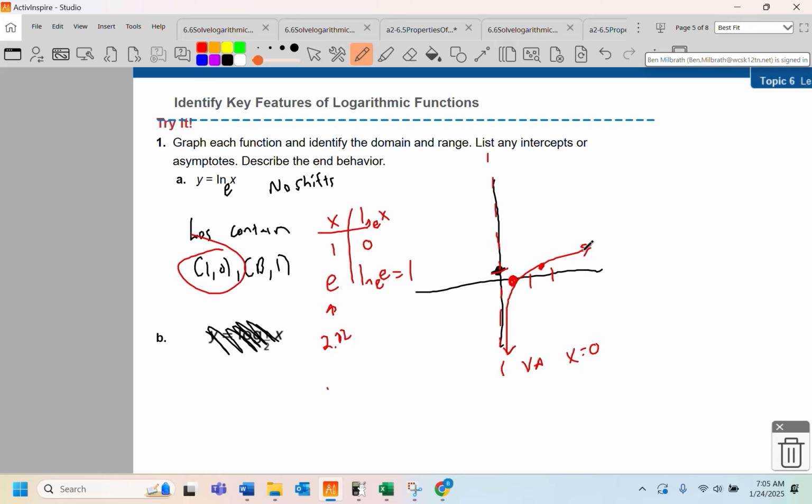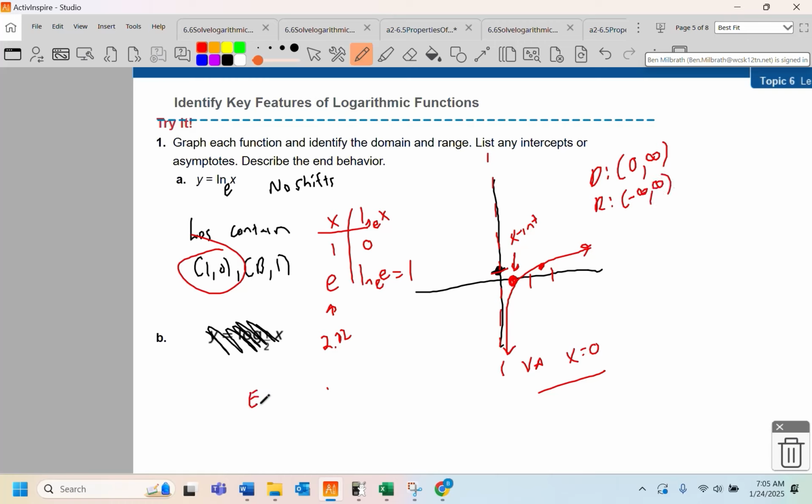It did say list any intercepts. You know, you got your x-intercept right there. It's at 1, 0. The asymptote, x equals 0. Domain is going to be 0 to infinity. The range is going to be negative infinity to infinity. I already got the vertical asymptote.